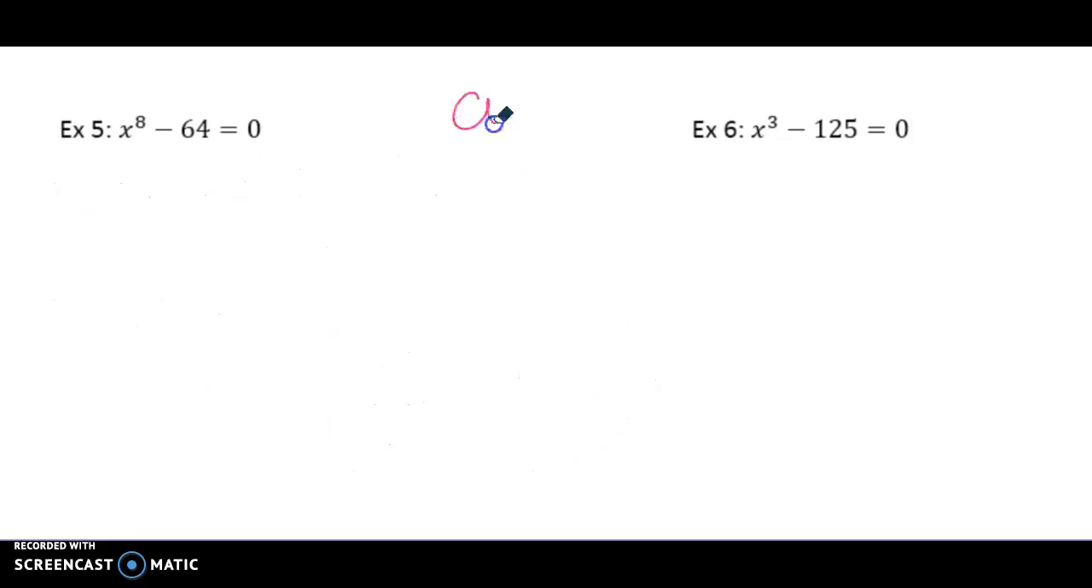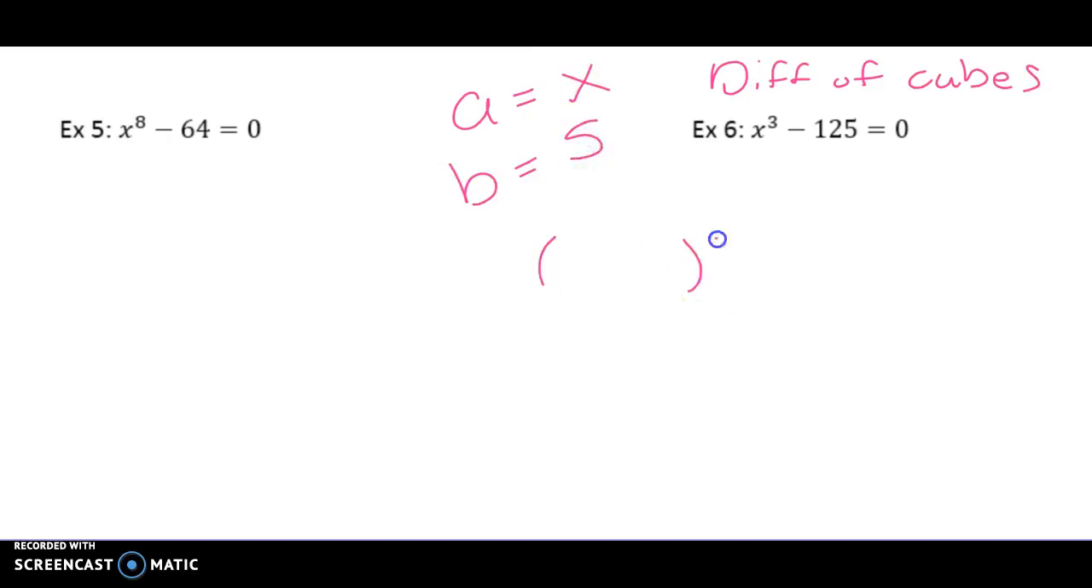What is my a? Because this is a difference of cubes. Oh, that's an x. Good. Jace, what is my b value? What times what is 125? 5. So we do a small factor, a big factor, minus, plus, plus is the pattern we use. Do we have to use the formula? x minus 5, and x squared plus 5x plus b squared, 25, is your final answer there.